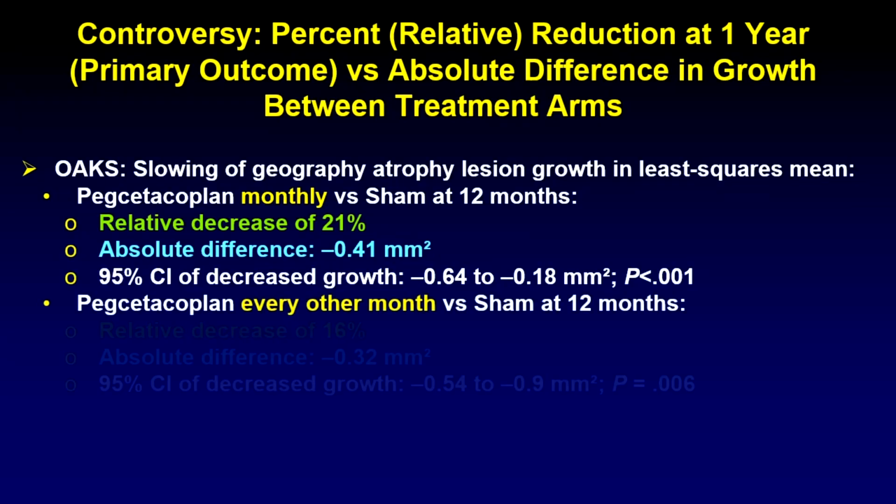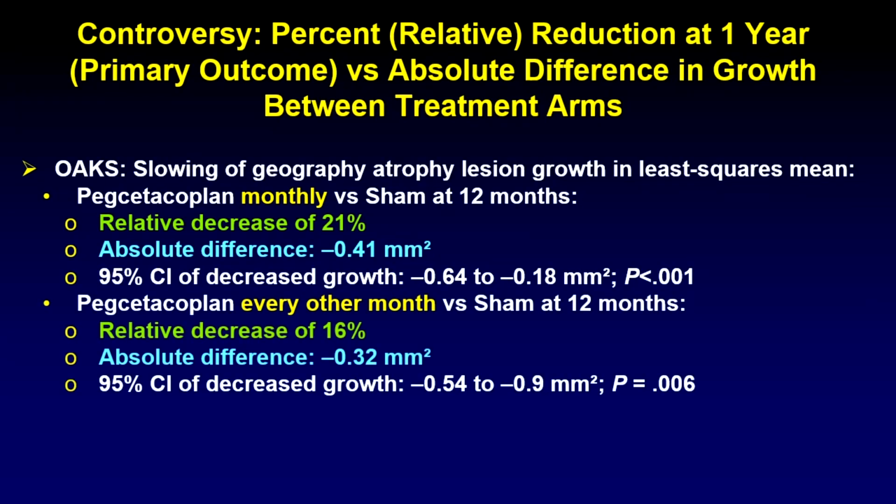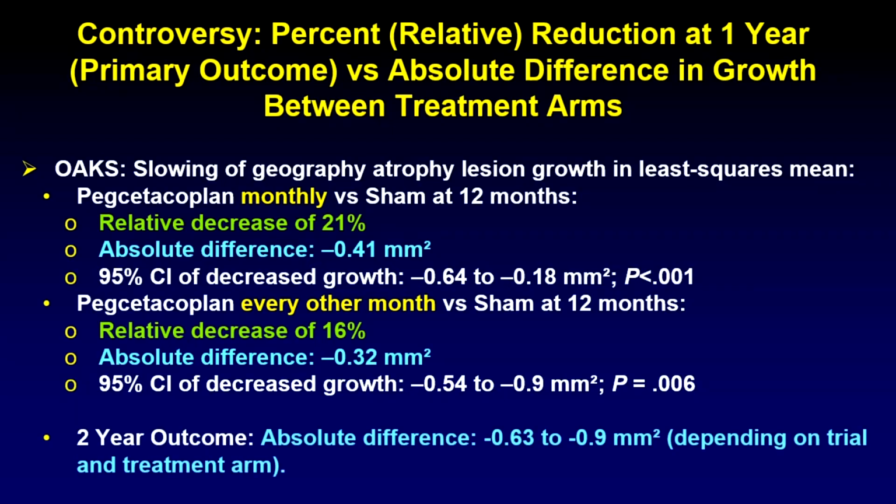If we look every other month, it's even less. It's 0.32. And the confidence interval is somewhere between 0.54 and actually plus 0.9. It shouldn't be minus, it should be plus 0.9. The 2-year outcome, the absolute difference is 0.63 to 0.9 squared, depending on the trial. What does this translate to? What's 1 millimeter square of growth?